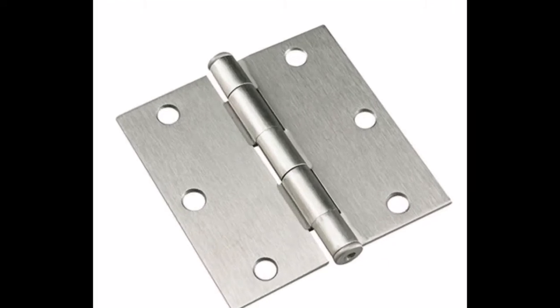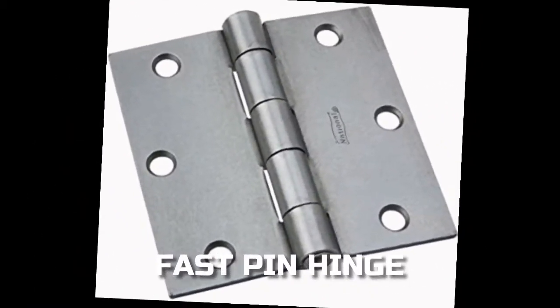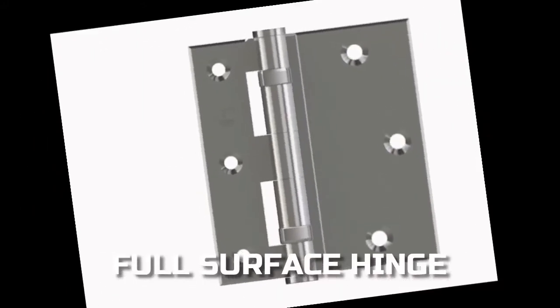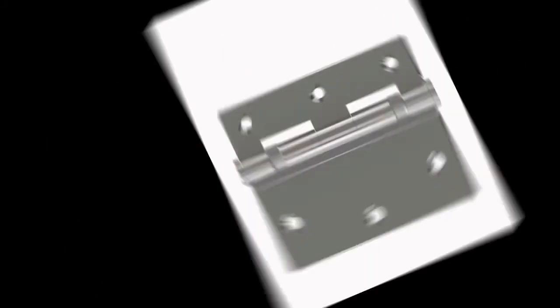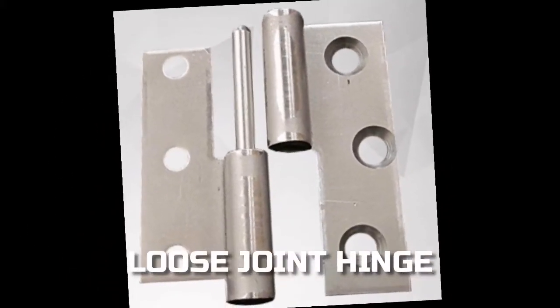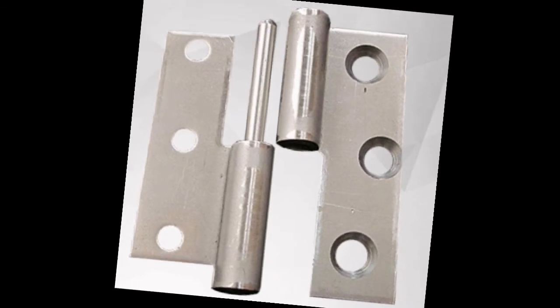There are many kinds of butt hinge, including the fast pin hinge, which has a non-removable pin. We have the full surface hinge, having two sleeves surface mounted to the adjacent faces of a door and door frame. We have the loose joint hinge, where the knuckle is formed from half of each leaf, with the upper half removable from the pin.